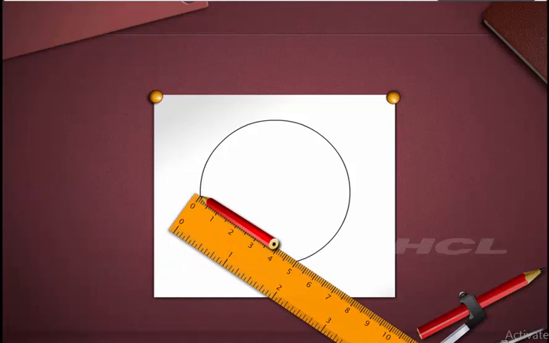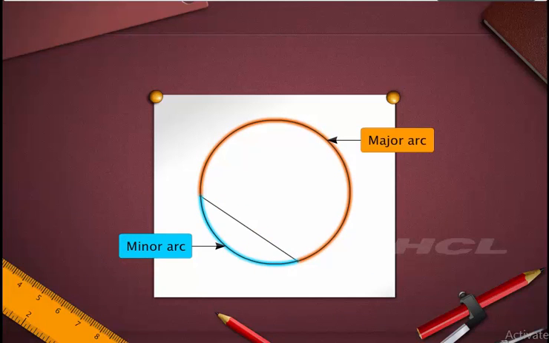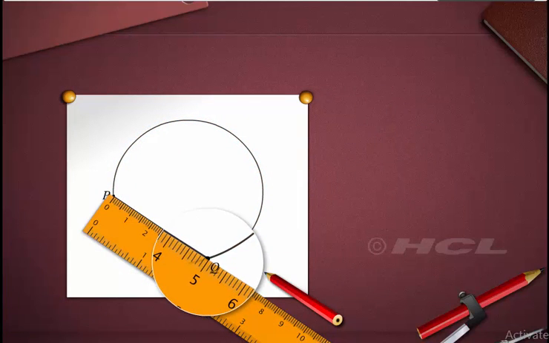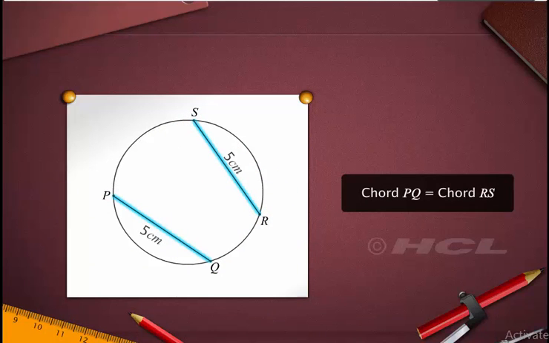We know that a chord other than the diameter of a circle divides the circle into major and minor arcs. Let's say that segment PQ is a chord in this circle. Now, we'll draw another chord RS so that it is equal to chord PQ.